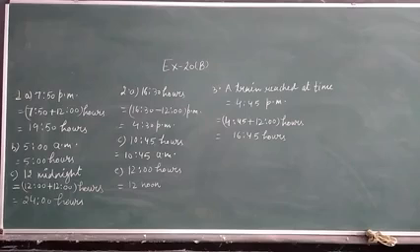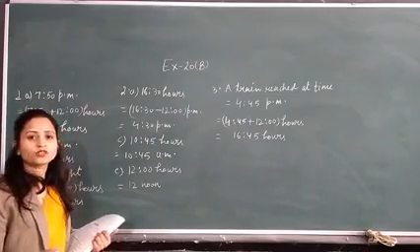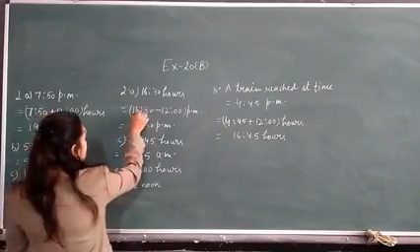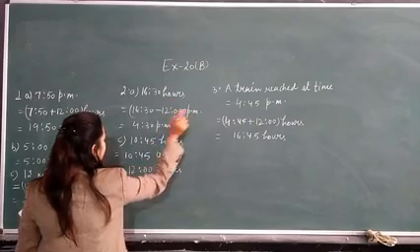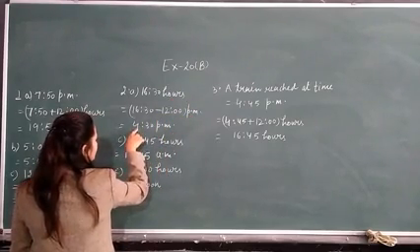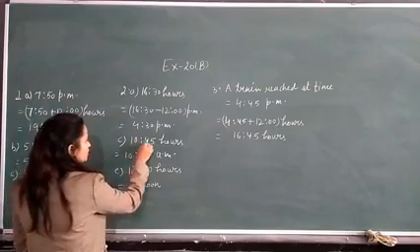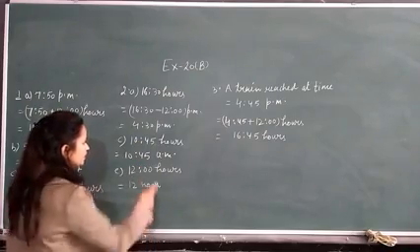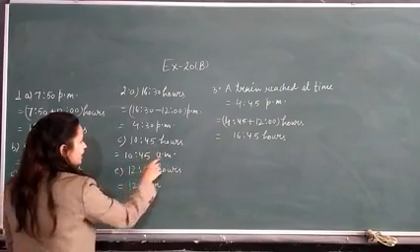Now, question number 2. Change into 12-hour clock time. Okay. A. 16:30 hours. It is more than 12, so we will subtract 12 from the given time. 16:30 minus 12 and replace hours by PM. That is equal to 4:30 PM. Now see, 10:45 hours. It is less than 12. So we will replace hours by AM. 10:45 AM.